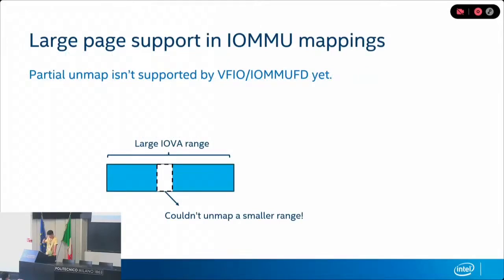So I will explain why large page is not supported in IOMMUFD mappings. So first, partial unmap is not supported by VFIO or IOMMUFD yet. So what's partial unmap? Partial unmap is, so you have a large IOVA range mapped, and later on you want to unmap a small range of the previous large range, and then this operation is not allowed.